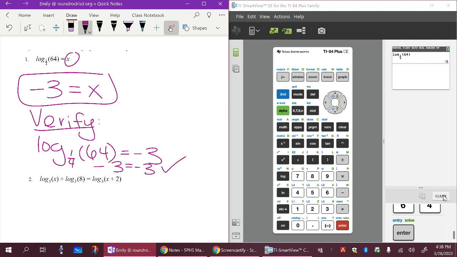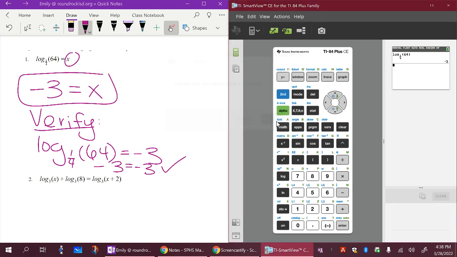which means that instead of all that, we would have typed in log of 64 divided by log of 1/4, which is still -3. Or we can also use Desmos. That's also an option.